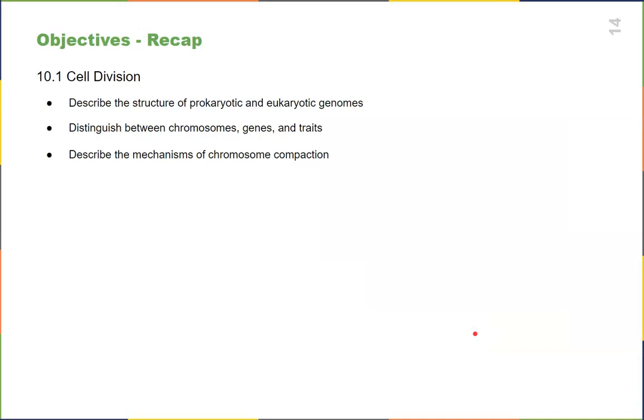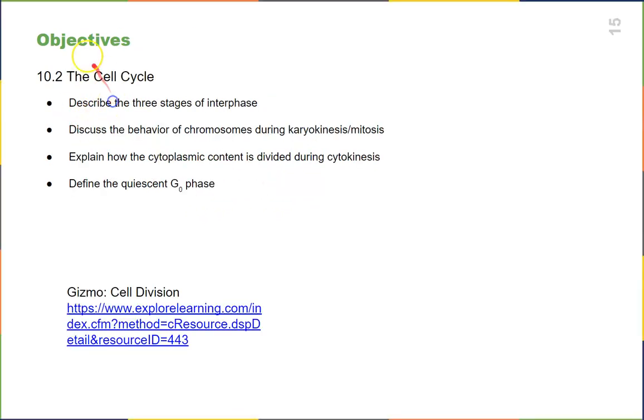But let's keep moving. Okay, so that was 10.1 cell division. Hopefully now you can compare, contrast prokaryote, eukaryote genomes. Hopefully you can tell me what a chromosome, gene, and trait is. So chromosome, again, is that big structure that we were just talking about, the compacted one. Genes are things like blood type that we talked about. And then the trait is pretty much a gene, but the trait could be referring to like your blood type A or your blood type B, so the variations. And then now hopefully you can describe the mechanisms of chromosome compaction.